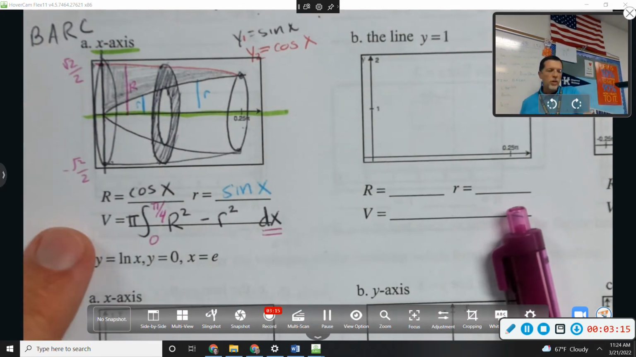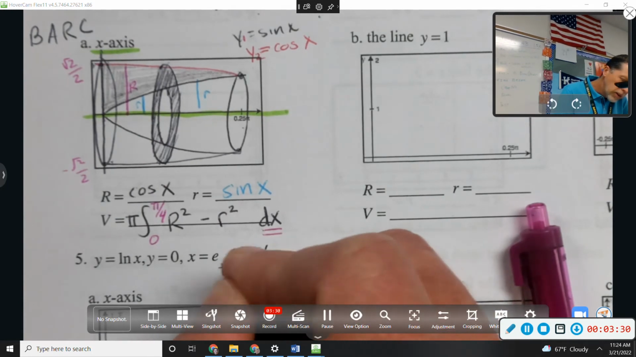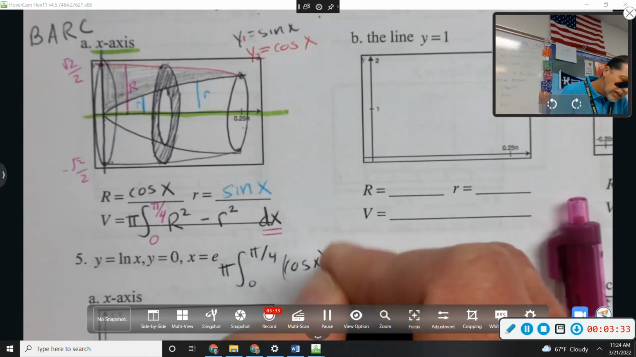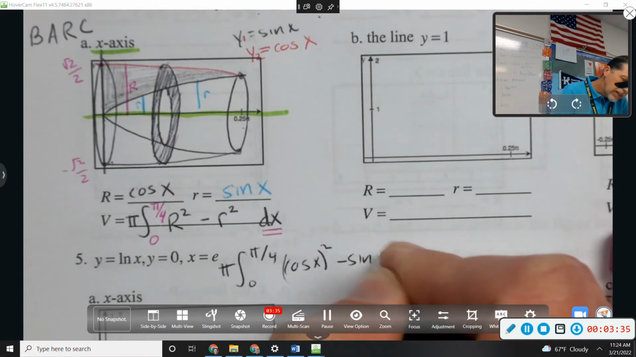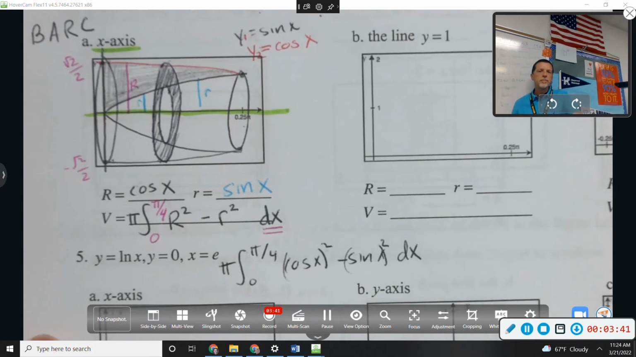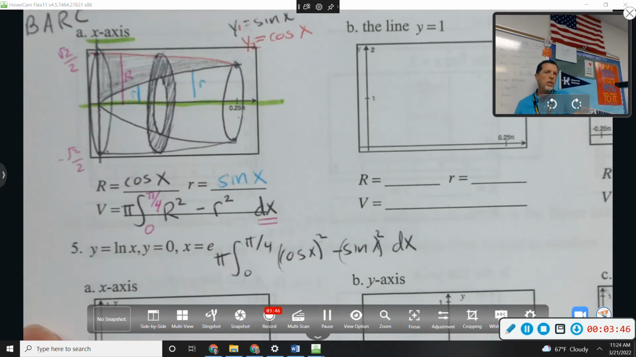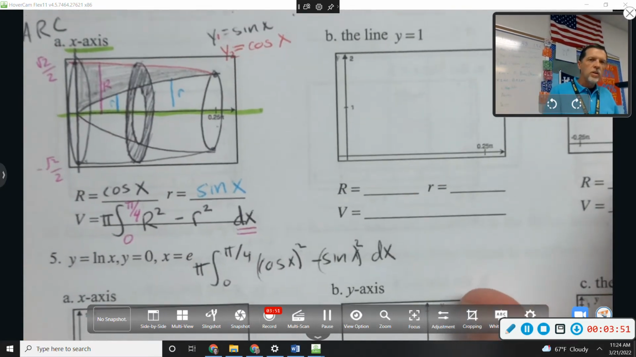And that is all the work you need to show. I mean, you need to type it in a calculator and get a number answer, but that's all the work that you need to show for me or for AP. So in the calculator, 0 to pi over 4, cosine of x squared minus sine of x squared dx, and then whatever number you get would be your answer. Questions on that one?